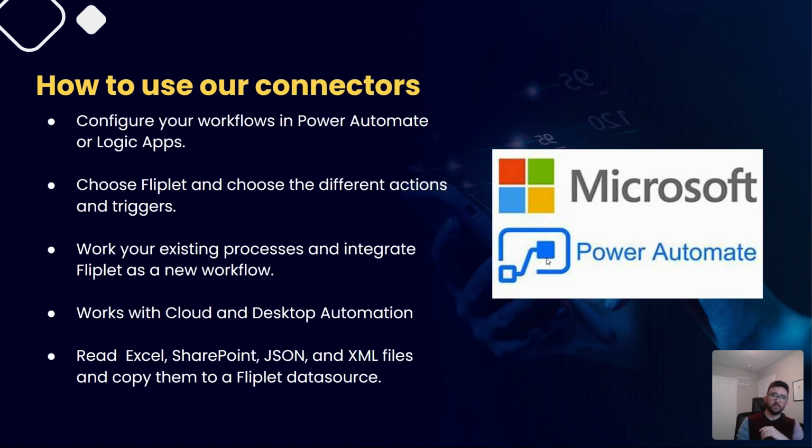It's really super simple. First thing you're going to do is configure your workflows in Power Automate or Logic Apps. Then you're going to choose Fliplet, and from that point, you're going to use the different action triggers. You're going to work your existing processes to integrate with Fliplet as a new workflow. And keep in mind, this works with both cloud and desktop automation. You can read an Excel file, a SharePoint file, a JSON file, an XML file, and you can copy all that directly into our Fliplet data sources. So you can see how this is going to start saving you time very soon.